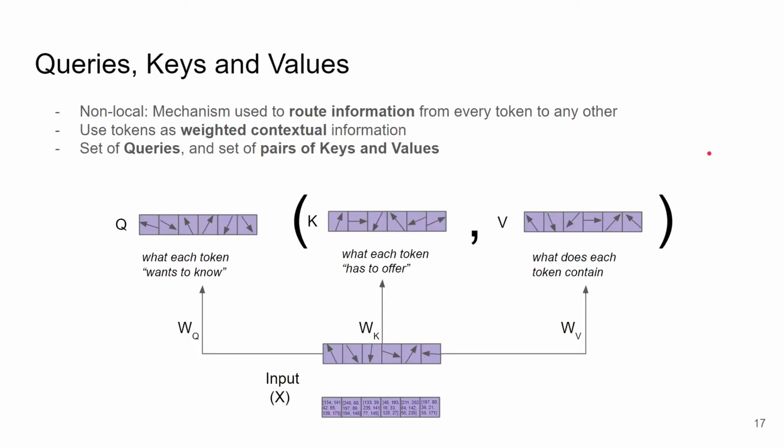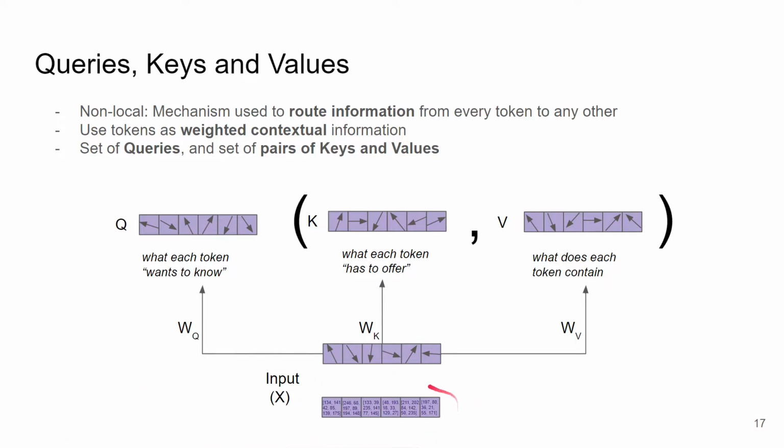Okay, let's get to see it a bit. If you recall what I have been saying, a non-local operation is a mechanism that we're going to use to route information from every token in the sequence to every other token. So each token needs to be able to access information from all of the elements in the sequence, right? And we're going to use this to create a weighted contextual representation of each token, right? If you recall, we're going to decide how much should each token contribute to every other token. And we're going to do this with queries, keys, and values.